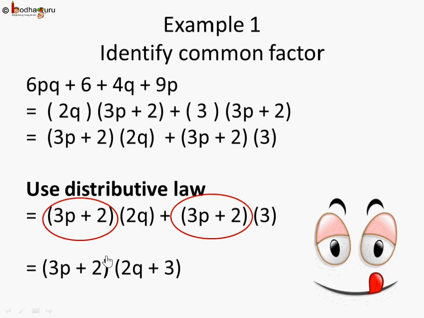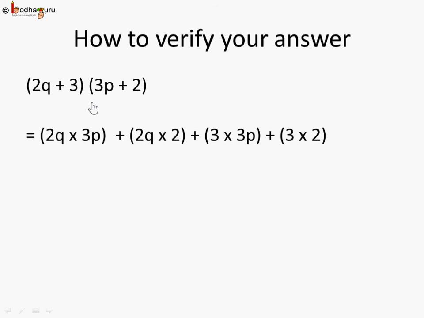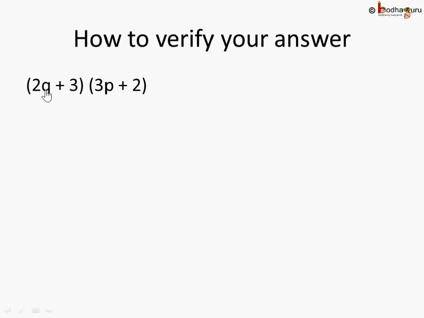And how can we verify our answer is correct or not? We can do a reverse operation. Take that answer and try to find out, are we able to get the original expression or not? So we got this as the answer. Let's try to do the multiplication. We know how to do this. We can just multiply this into this, plus this into this, plus this into this, and plus this into this, right?